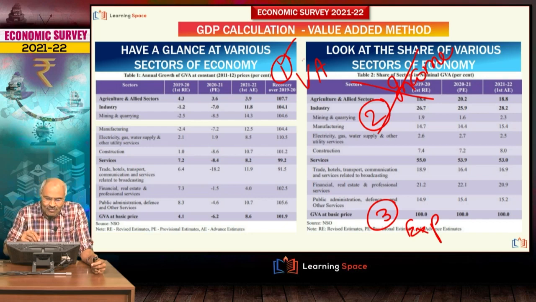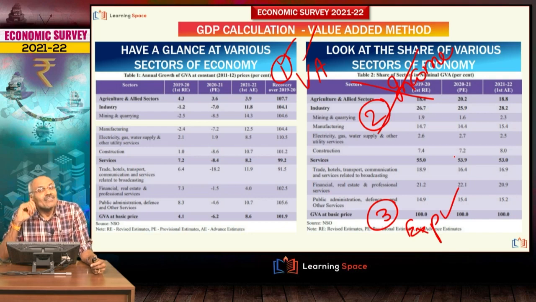India follows value added and expenditure method. And I will explain what the components are when you calculate through value added, and what the components are when you calculate through expenditure method. Listen carefully. India calculates GDP in two methods. Actually, there are three methods of calculating GDP.